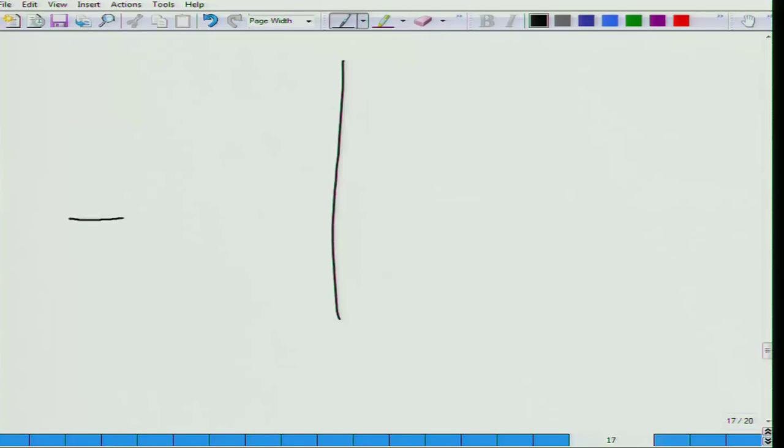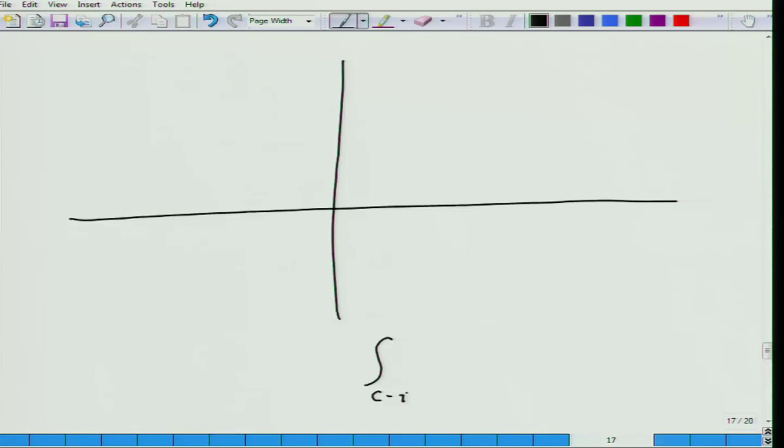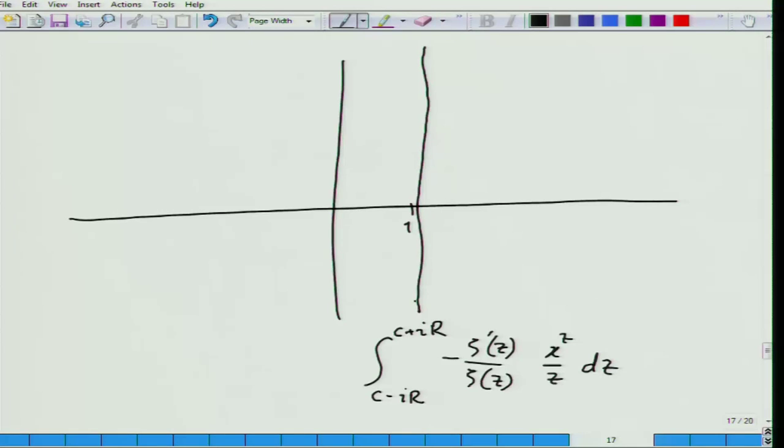So, here is the, let me write the integral also. C minus iR to C plus iR of minus zeta prime over zeta. This is the integral, and we have 1 here, and very close to 1 we have C. We have already chosen that, minus R to plus R. And we want to integrate from here to here.